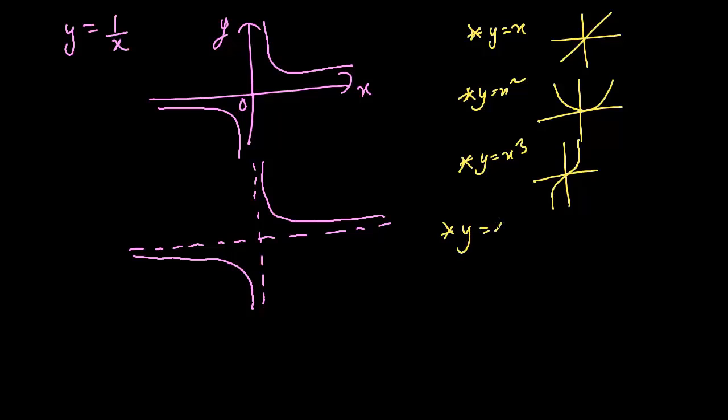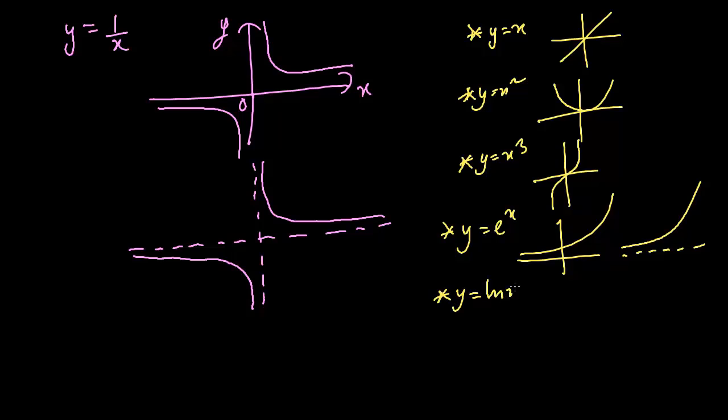Now, the next one is y equals e to the power x, and it looks like this. Remember, there's an asymptote that is hidden by the x-axis, which is also known as the line y equals 0. When you have y equals ln x, this picture looks like this, and it cuts here at 1, and e to the power x cuts here at 1, and here the asymptote is the vertical line.